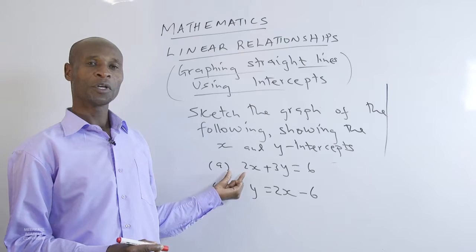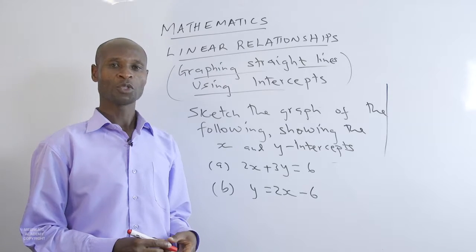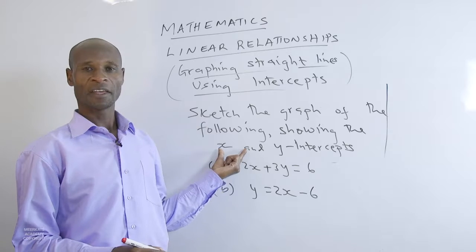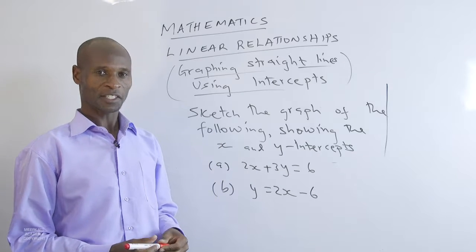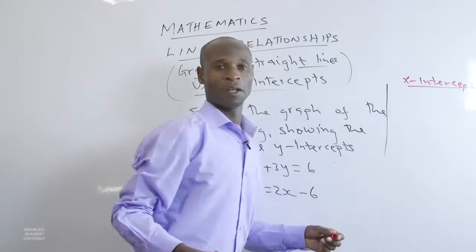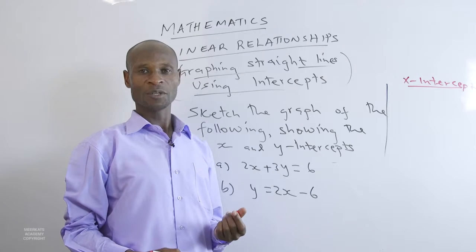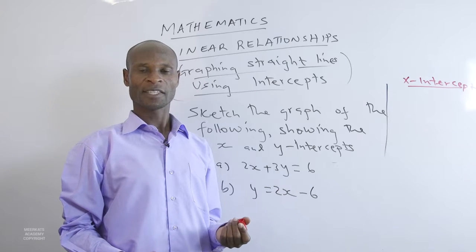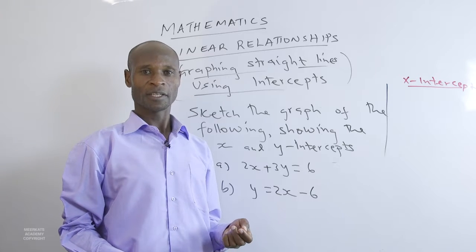So what do you do in a situation like part A? The first thing you need to do is start with one of the intercepts. In this case, we shall pick the X-intercept. Now, for the X-intercept, we set the Y value to be 0 because that is a point where the graph cuts the X-axis. That means the Y coordinate is 0.